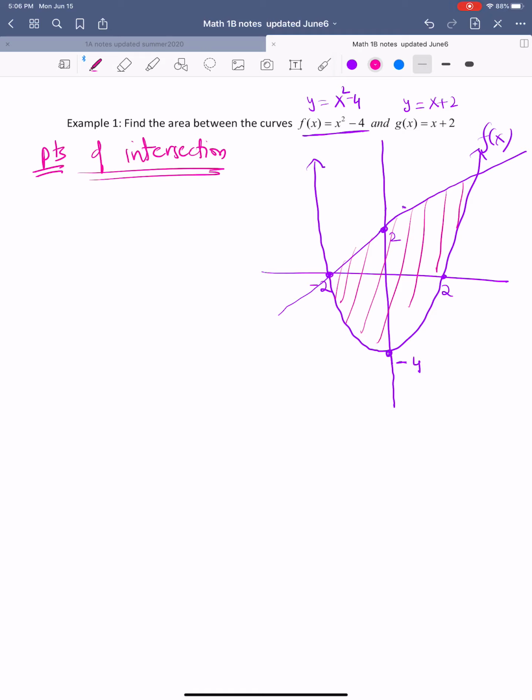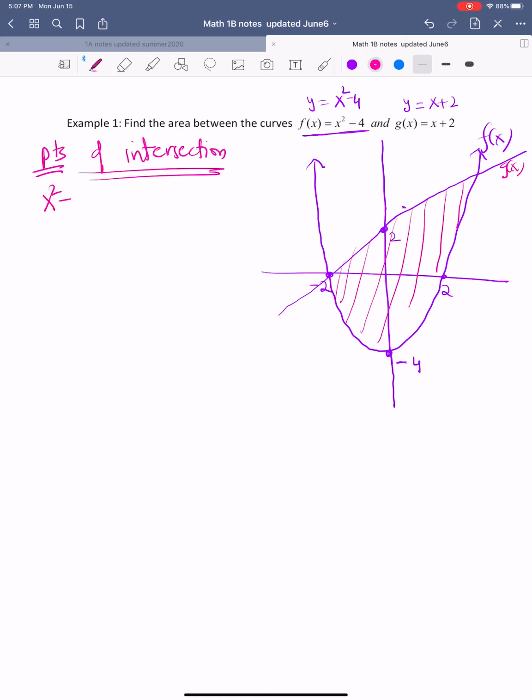To find points of intersection, I'm going to set the two curves equal to each other. So this is my g of x. The f of x is the bottom curve. G of x is the top curve in this case. So let's go ahead and set these two equal to each other.